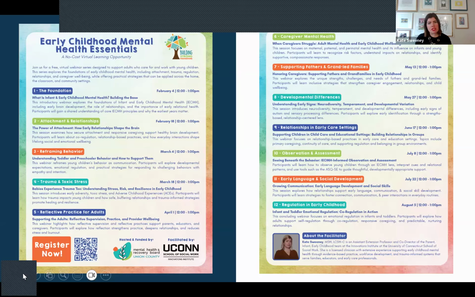As I said, this is part of a larger series. We're now on the second visual page here, number 8, developmental differences. And then we'll get together in June, July, and August to round out the series. So we're talking about relationships in early care settings, a little bit about observation and assessment when we're considering infant and early childhood mental health informed interventions, early language and social development and how that contributes to children's presentation and success in different settings, and then closing out with regulation in early childhood. So we're getting through all these topics.